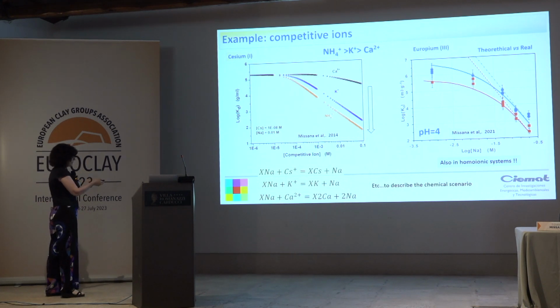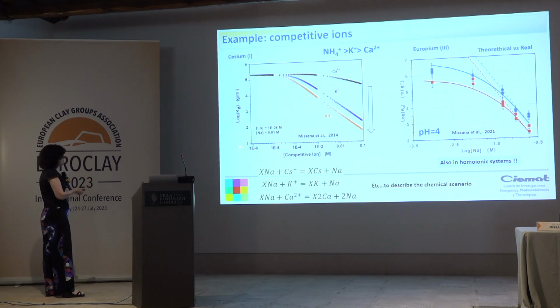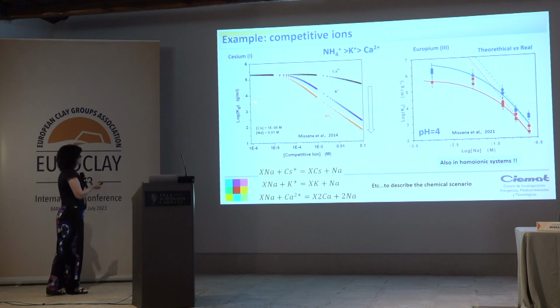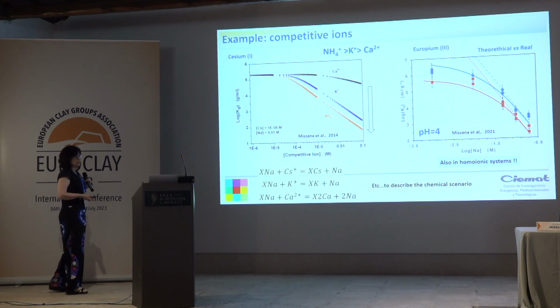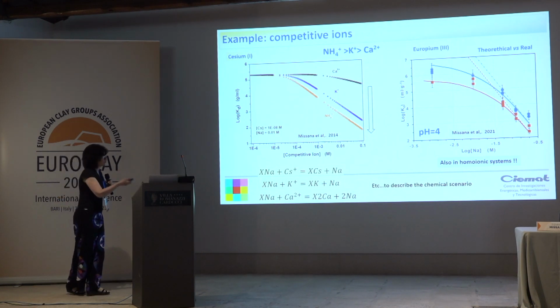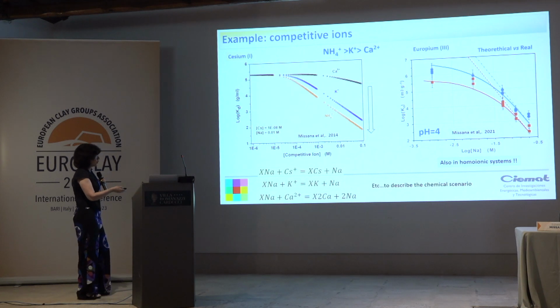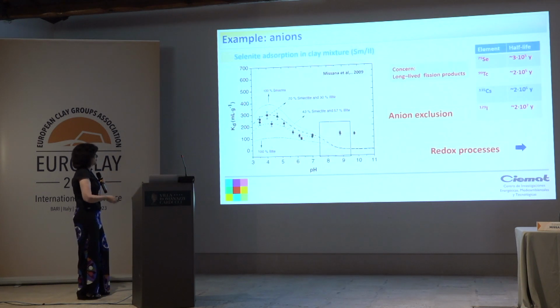And this is the case of cesium, for example, cesium sorption in the presence of calcium, potassium or ammonium, in which each of these ions has a different effect on cesium adsorption. So we always have to include in the modeling all the possible equations that we know in order to have a better and more complete definition of the chemical system.